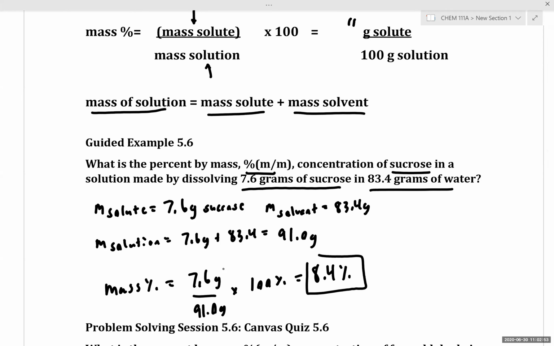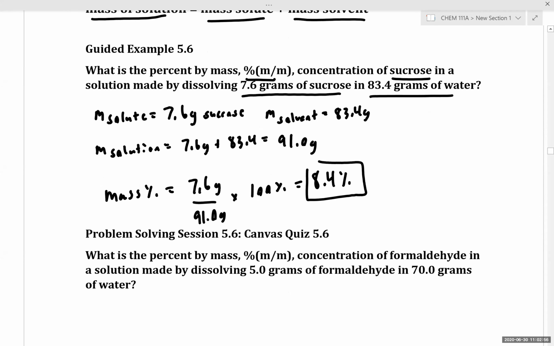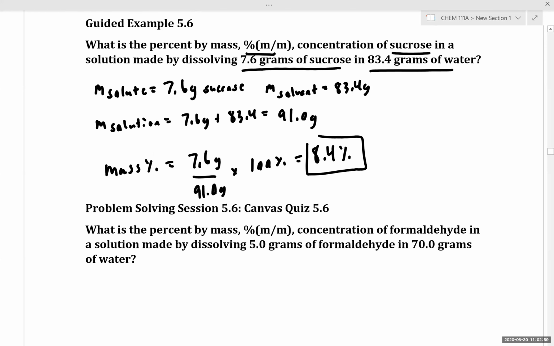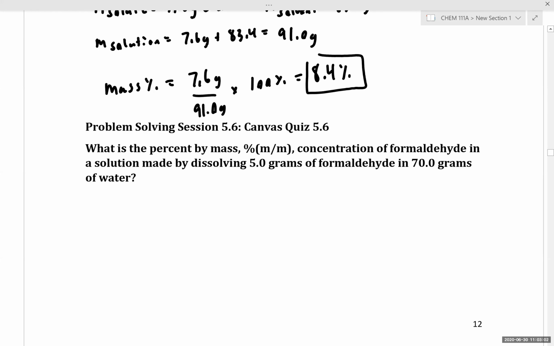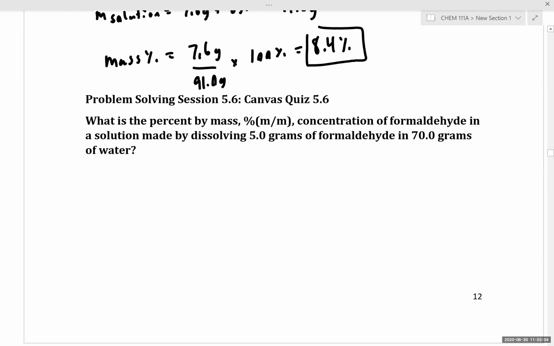Okay, so let's try to apply what we've learned and let's try to calculate the percent by mass of a new solution. And let's take about 3 minutes to work through this example. And you can submit your responses in the chat verbally, or if you want, you can submit your responses for class polling via Canvas Quiz 5.6. So let's spend about 3 minutes working through this problem, and then we'll come together as a group to discuss. And if you have any questions, don't be shy to type them in the chat or unmute and ask your questions verbally. And we'll discuss in about 3 minutes.